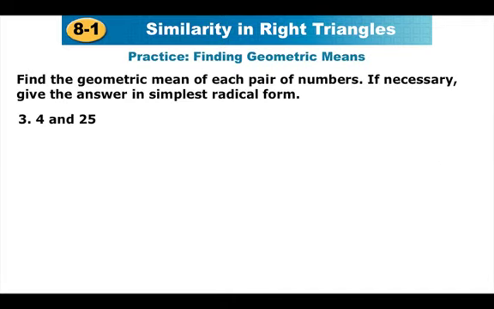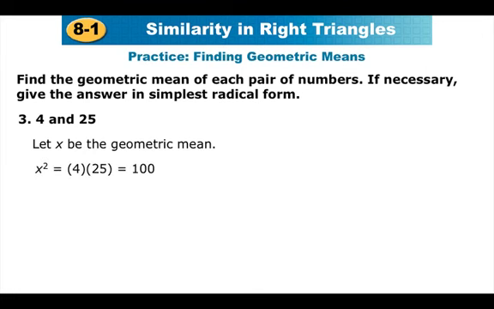It says find the geometric mean of each pair of numbers. If necessary, give the answer in simplest radical form. So let's let x be the geometric mean. If I apply the definition that you saw on the previous slide, I have x squared is equal to 4 times 25, but I just want x, not x squared, so I take the square root of the right hand side, and then I have x equals 10. Let's move on to number 4.